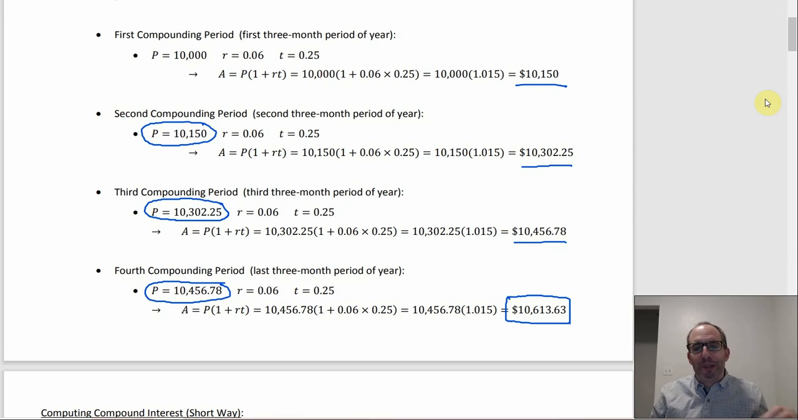It's like, well, you just keep multiplying by 1.015 every time, right? Once you figure out what goes in the parentheses there, the 1 plus RT part, this doesn't look that bad. No, but that's because we only had to do it 4 times.